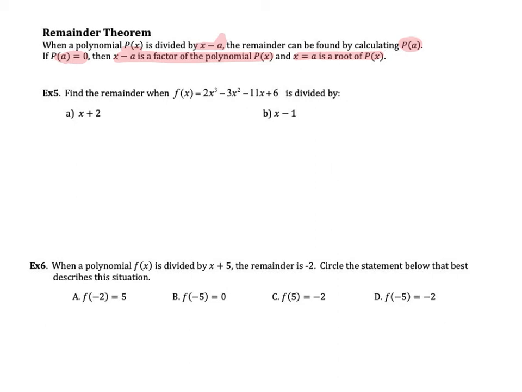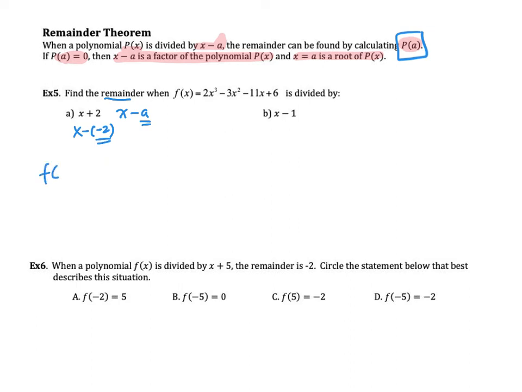So let's talk about that in example 5. It says find the remainder when f of x equals 2x cubed minus 3x squared minus 11x plus 6 is divided by x plus 2. So we have two options now. We can do long division if we want to find the remainder, which is going to be time consuming as you saw from our previous examples, or we can use the remainder theorem. The remainder theorem says just take p of a. Oops, sorry, that shouldn't be a plus sign there. a is equal to what? Well, a is equal to negative 2.